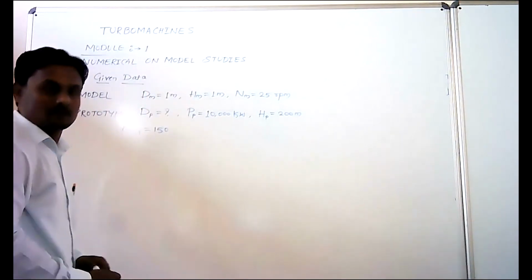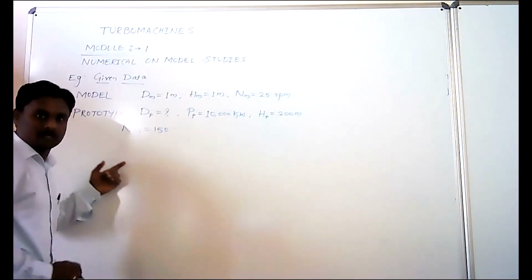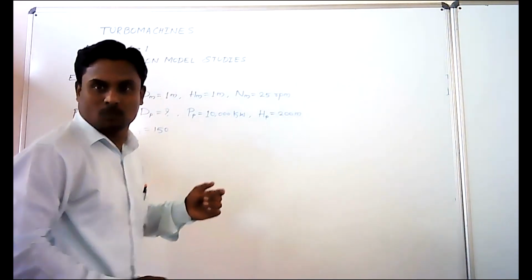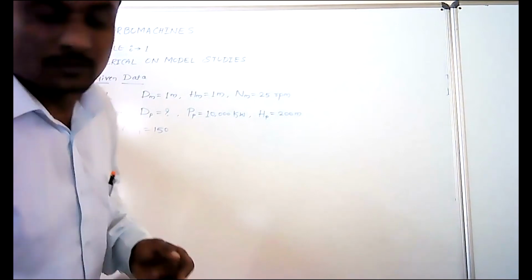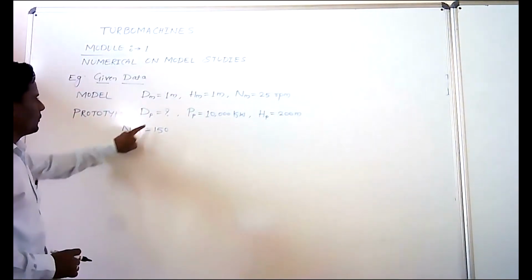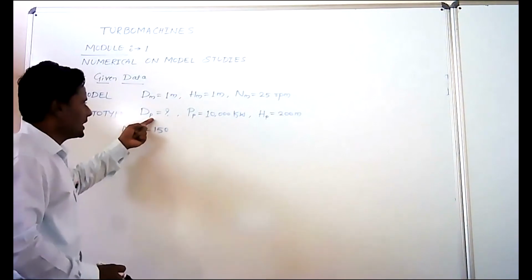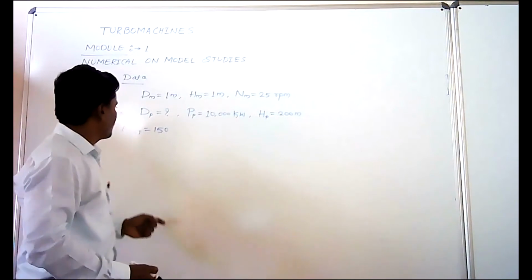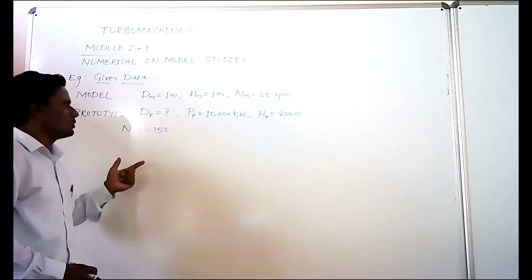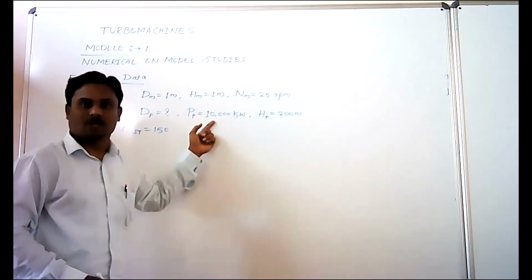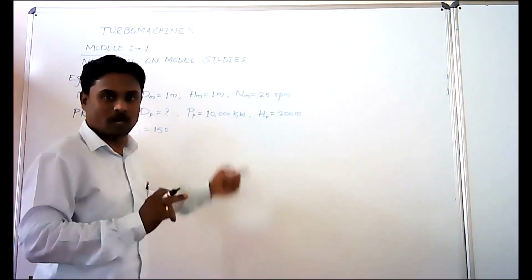Okay, so let us try to get the solution. The board is visible, I guess. In order to find out the value of dp, you know the value of H, but you don't know the value of speed of the prototype. First, let us get the value of the speed of the prototype.